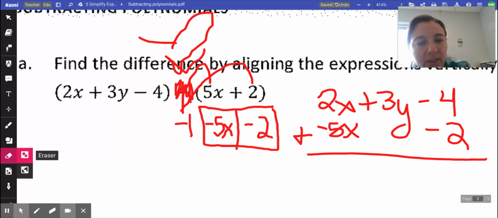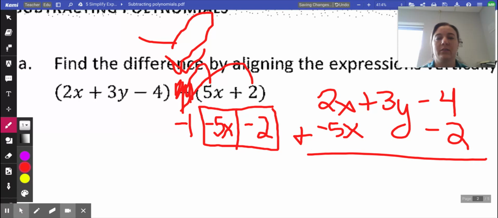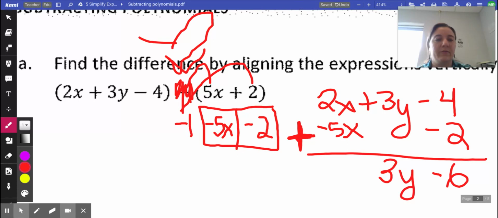Okay, I have trouble because I don't pick up my pen, so sometimes the stuff gets scribbly. So I can put in the calculator negative 4 minus 2 or negative 4 plus a negative 2. Tell me the answer. Yeah, it's negative 6. 3y doesn't get added to anything, so it gets copied. And 2x take away 5x, or 2 plus a negative 5, is a negative 3x.